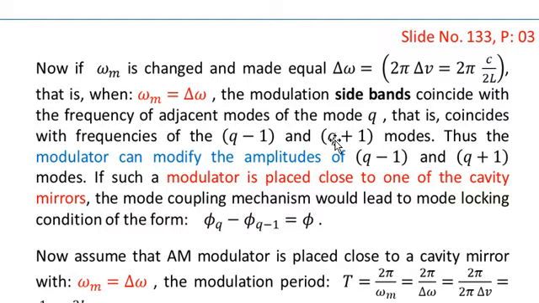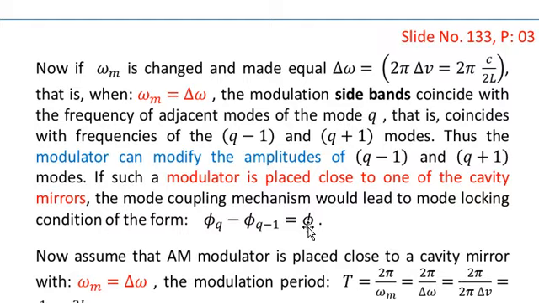You can set the phase of those phi alpha in such a way that phi q minus 1 is equal to phi. This is the phase phi that we want to be fixed between any two consecutive modes of the laser. So if we have fixed the phases through the modulator, it means that we can achieve mode locking, because mode locking means fixing the phases of the different modes of the laser cavity.